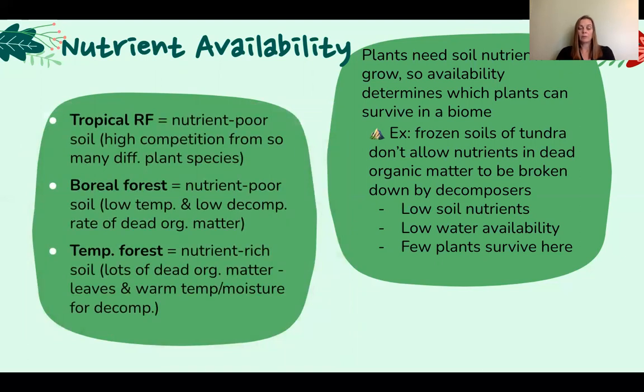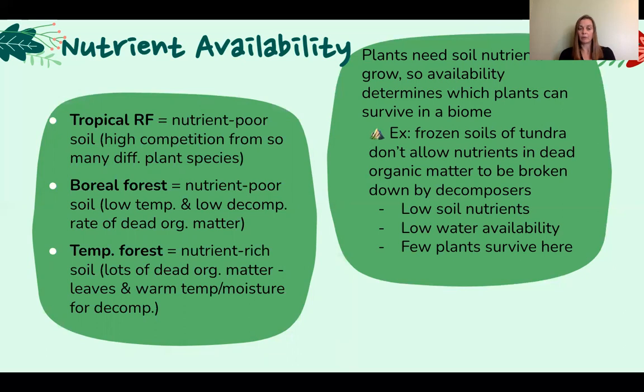When we talk about the tropical rainforest, because it is so green and so lush, you might think that it has very nutrient-rich soil, but in fact, because decomposition happens so fast and there is so much plant mass, tropical rainforests actually have very nutrient-poor soil. There's high competition from lots of different plant species. Remember our competition, that's going to result in lower growth for everybody. And so rather than nutrients being in the soil in the tropical rainforest, they're actually all tied up in the living things.